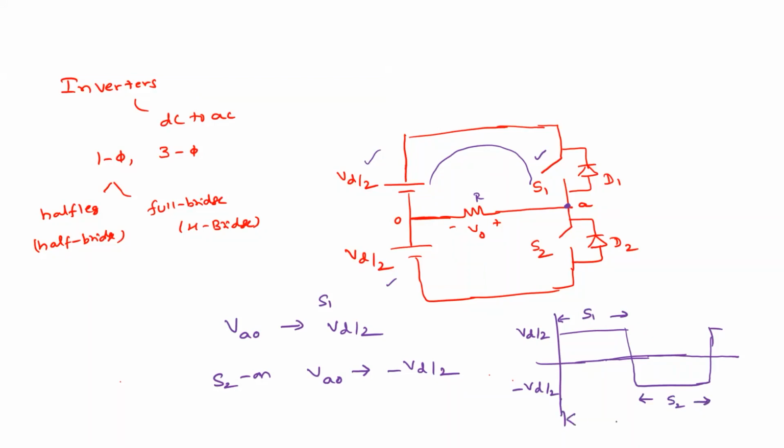This entire thing is one fundamental cycle. Its frequency is 1 by its time period. Let us assume it's a 50 Hz supply, that the inverter is operating at 50 Hz. That means this entire period is equal to 0.02 seconds. This half period is 0.01 and this is 0.02.